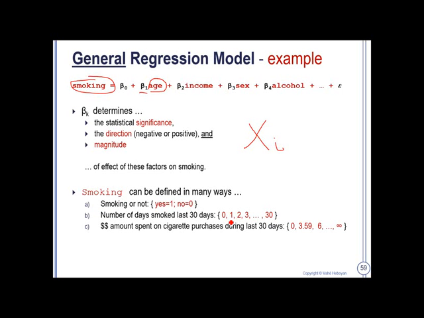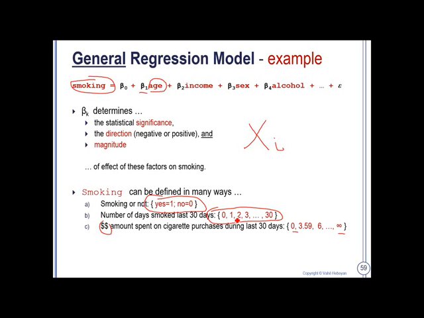As you can see, this is like number of days. Or it can be how much money you spend on cigarette purchases during the last 30 days. In other words, your monthly expenditure on cigarette purchases, so it can be any number between 0 and positive infinity. You can see here it is binary. Over here we have count data, because it's 0, 1, 2, 3. These are integers.